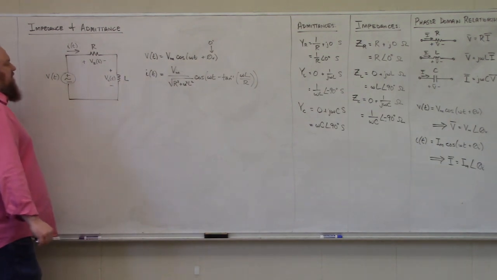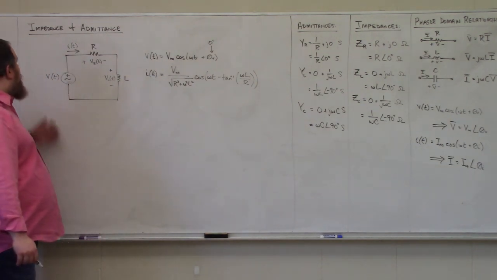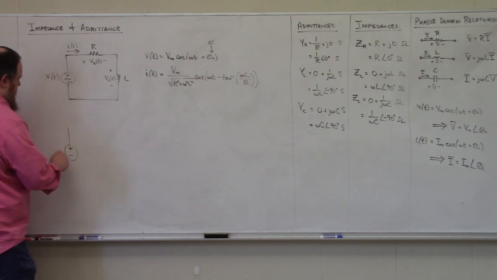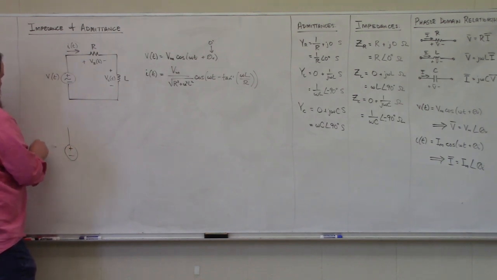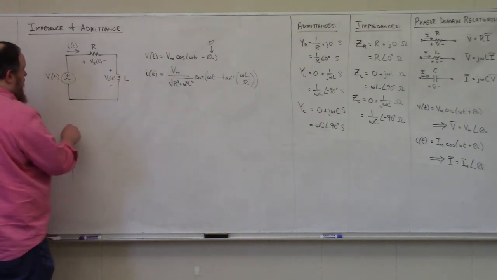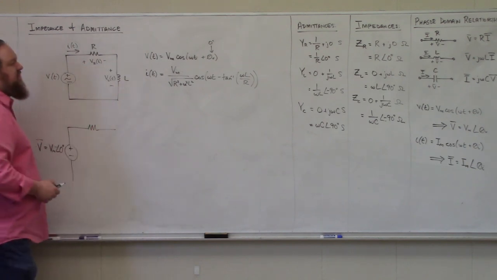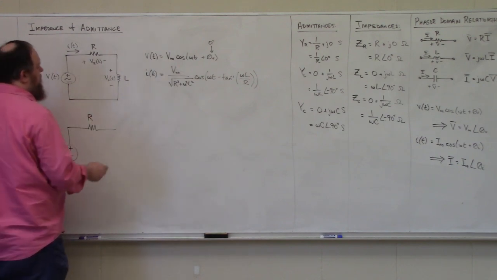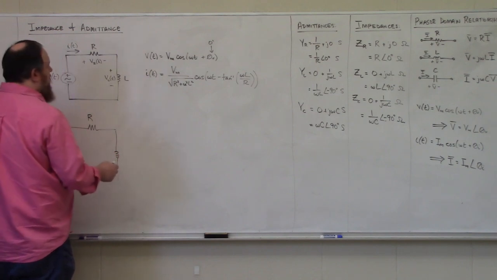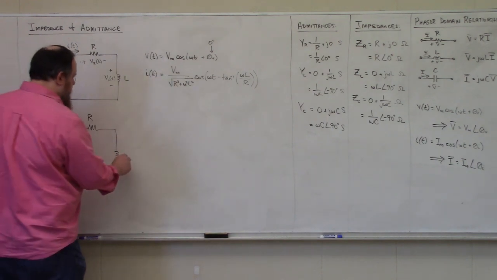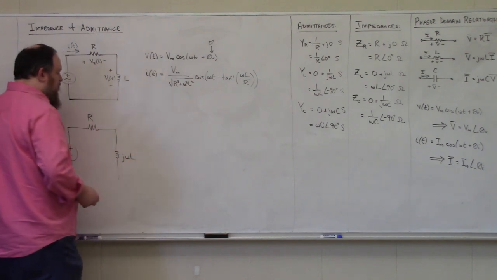Instead, we're going to work this in the frequency domain. So to do that, we are going to convert our voltage into a phasor voltage. So our phasor voltage here, V, will simply be Vm angle 0 degrees. And then we will convert our resistance into its equivalent impedance. The impedance of a resistor is just the resistor value itself, so this is going to stay R. The impedance of this inductor: before we had L Henrys of inductance, now we're going to have j omega L ohms of impedance.